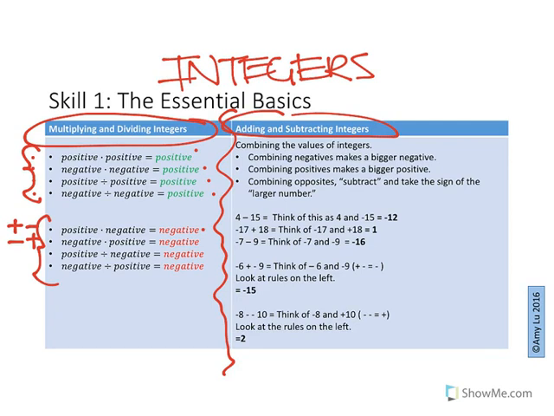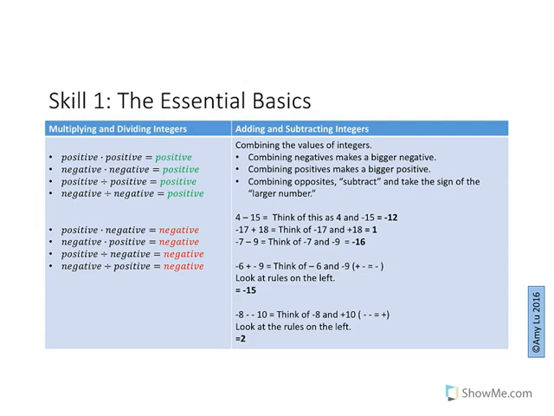Now, when it comes to adding and subtracting integers, it's another completely different set of rules, and that's why it's important that we don't mix them up. Basically, we think about combining numbers. When we think about a negative and a negative, it's going to make a bigger negative. So if we look here, -7 and -9, it's going to make a bigger negative. When we combine positives, so for example, just 2 plus 4, it's going to make a bigger positive. That's going to make 6.